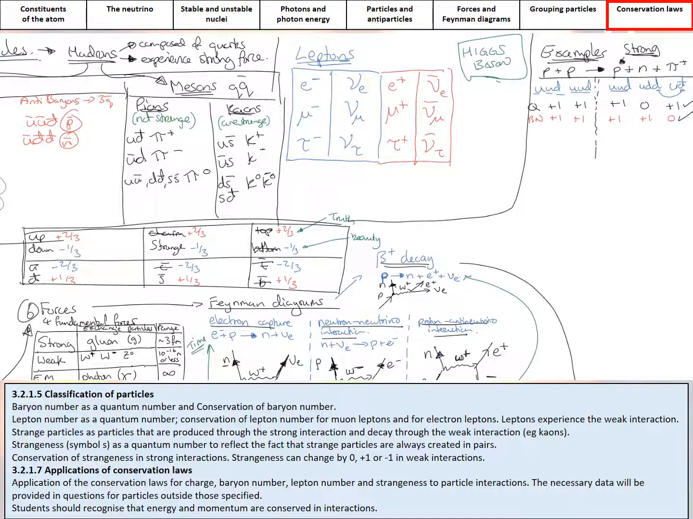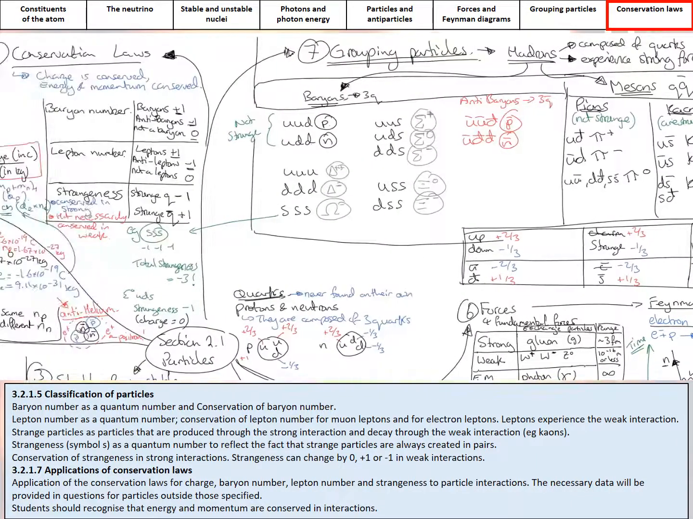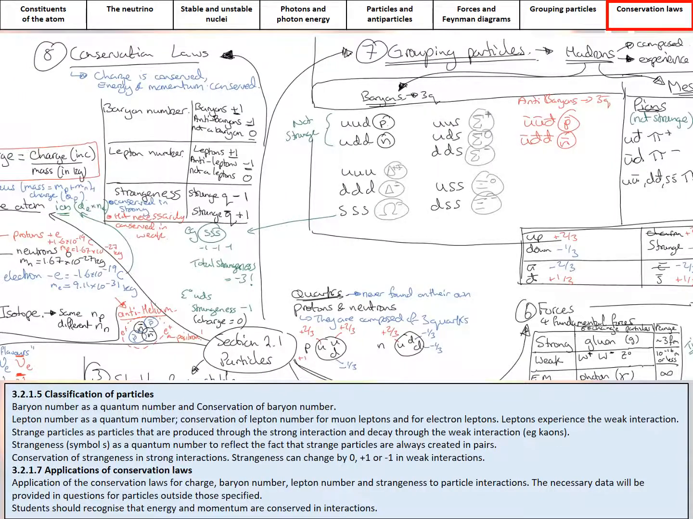So if you think about it, back over to here, so mesons, oh, we should put quarks in here. So quarks have a baryon number of +1/3 because 3 quarks make up a baryon, so 3 lots of +1/3 make a whole +1, baryon number of +1.